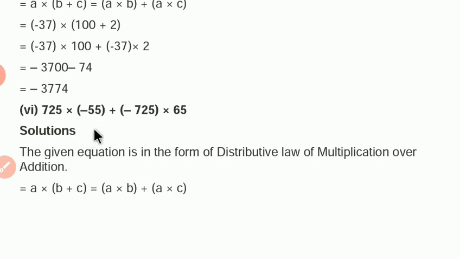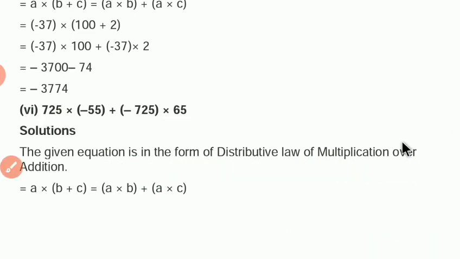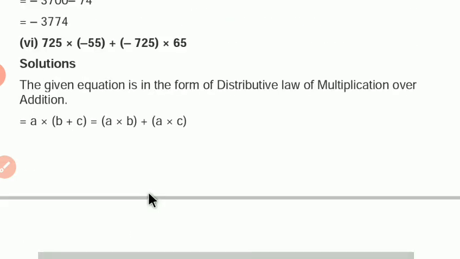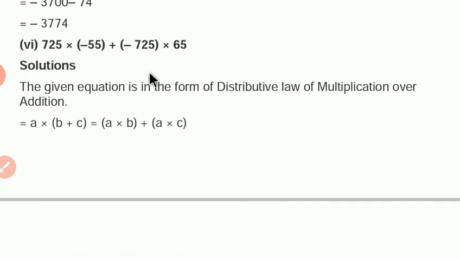Next one, 725 into minus 55 plus minus 725 into 65. You can see that it is a into b plus a into c. It means the given expression is in the form of the distributive law of multiplication over addition, which is a into b plus c equals a into b plus a into c. So first we have to check what the value of a is here. Here you can see 725 and 725. Both numbers are repeating. How many times? The 725 is repeating 2 times. It means it is the value of a.